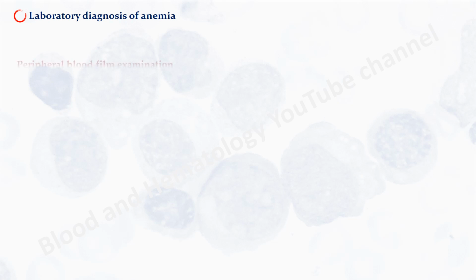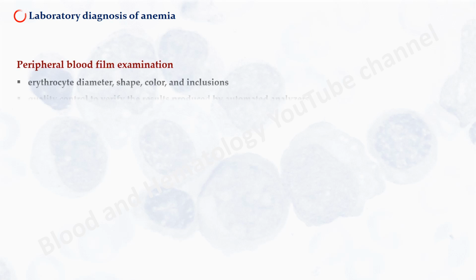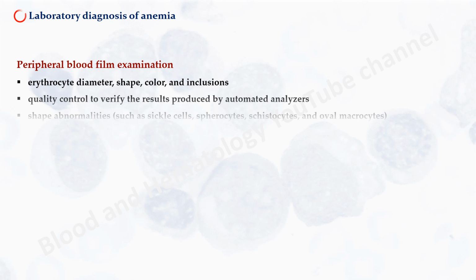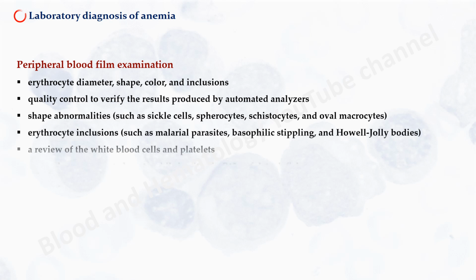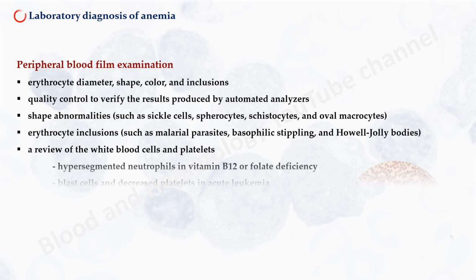An important component in the evaluation of an anemia is examination of the peripheral blood film, with particular attention to erythrocyte diameter, shape, color, and inclusions. The peripheral blood film also serves as a quality control to verify the results produced by automated analyzers. Certain shape abnormalities of diagnostic value and erythrocyte inclusions can be detected only by studying the erythrocytes on a peripheral blood film.